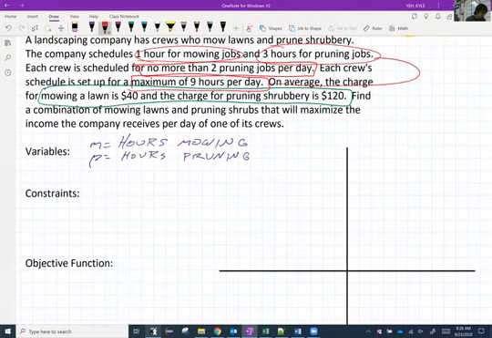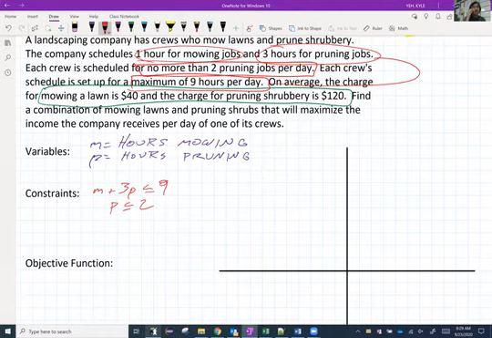So the first constraint I'm going to write is that 1 hour for every mowing job plus 3 hours for every pruning job has to be less than or equal to the 9 hours per day max. I also know that P is less than or equal to 2, because it says no more than 2 pruning jobs per day. So I think I've used all the information in the problem.